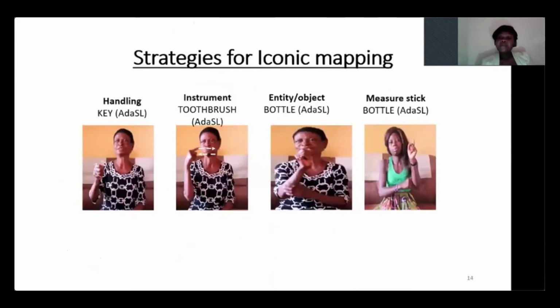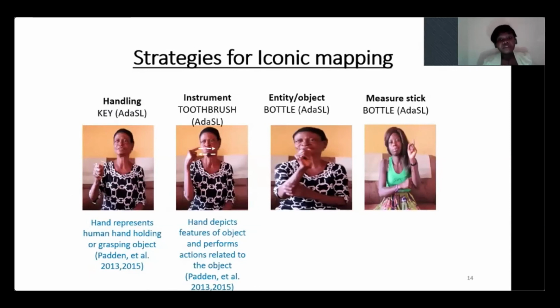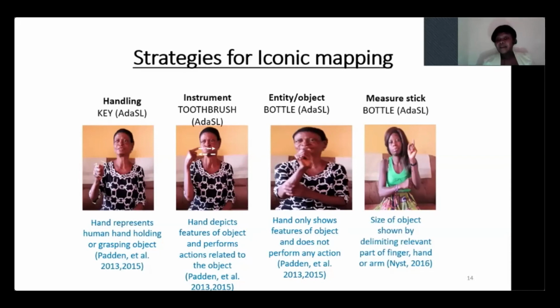So the strategies for iconic mappings, these are some of the strategies I considered. Handling, where the hand represents a hand holding an object, or holding and manipulating or grasping an object. Instrument, where the hand depicts features of the object and performs actions related to it, maybe toothbrush, where this one is a brush. Or entity, where the hand only shows features of the object and does not perform any action in relation to it, like bottle. Or measure stick, where the hand shows objects by delimiting relevant parts of the object. So bottle, so this is a measurement of it, or cup, or small pepper. So you can see how the measure stick is depicted.